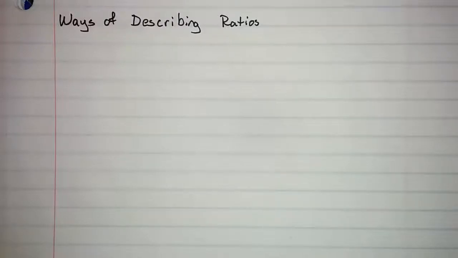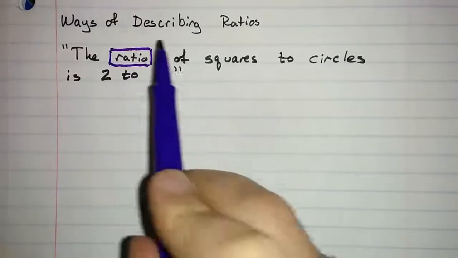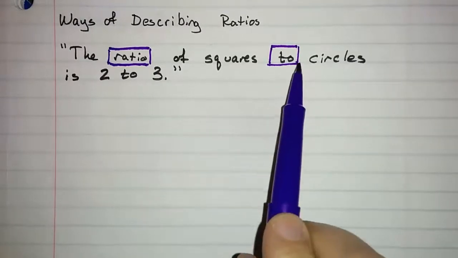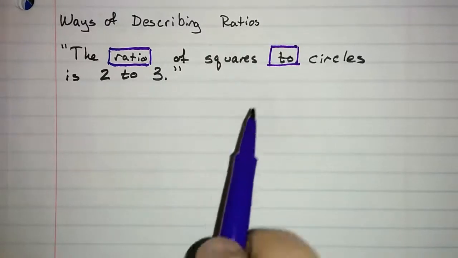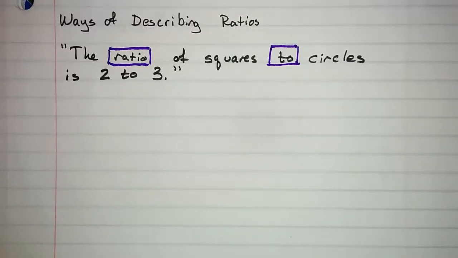We have a number of ways of describing ratios, both in words and in mathematical notation. We saw one way of describing a ratio in words. In the previous video, we said the ratio of squares to circles is 2 to 3. So note the presence of the word ratio and the word "to." The word "to," when we're describing a ratio in this way, is used to separate the two quantities that we're relating. In this case, squares and circles.